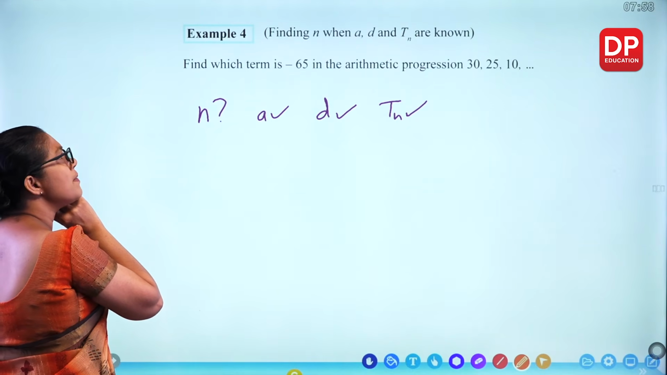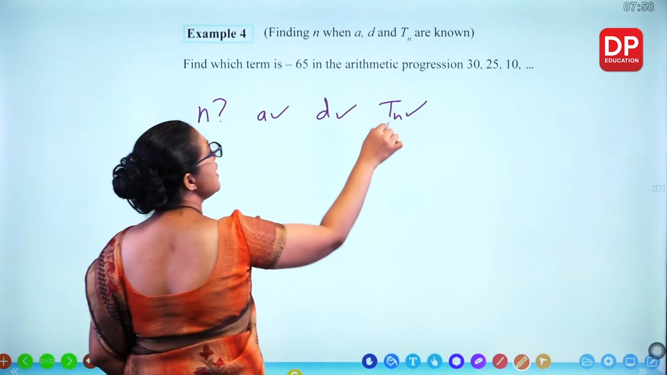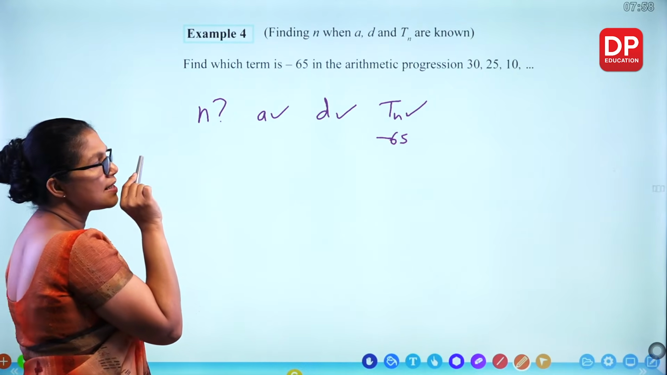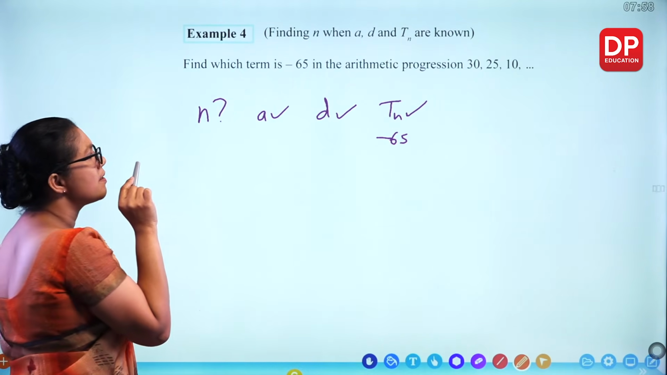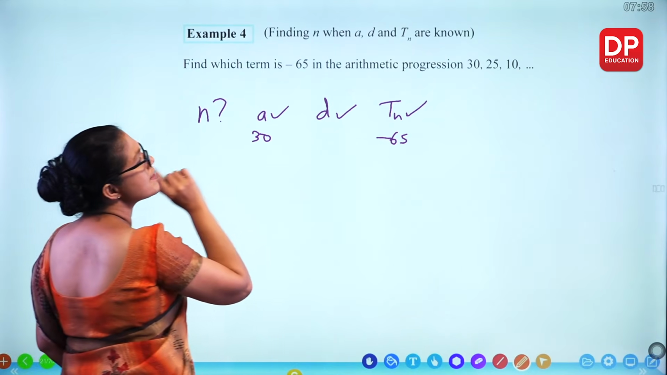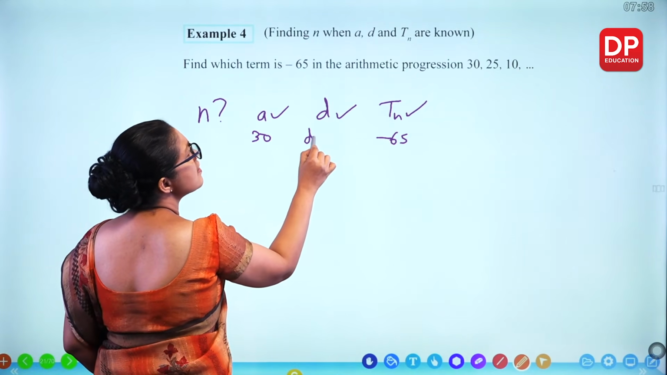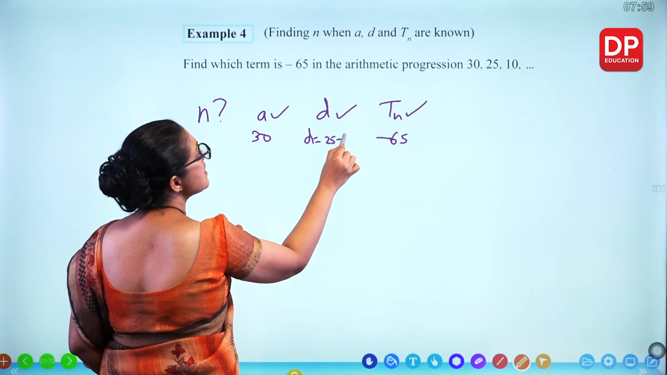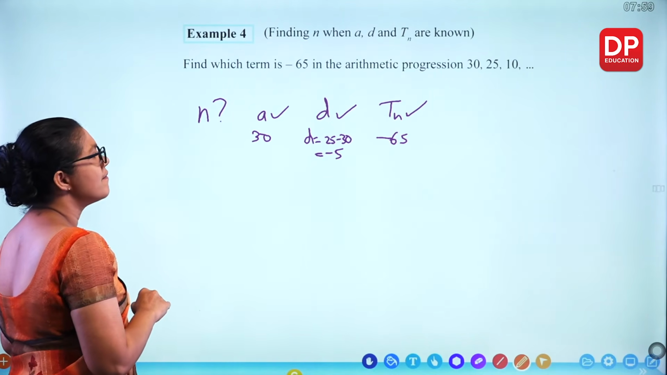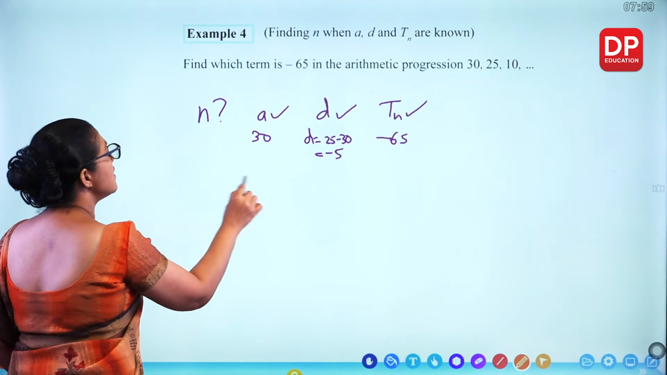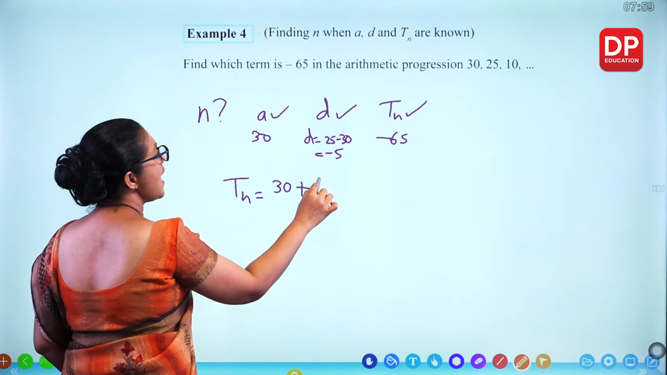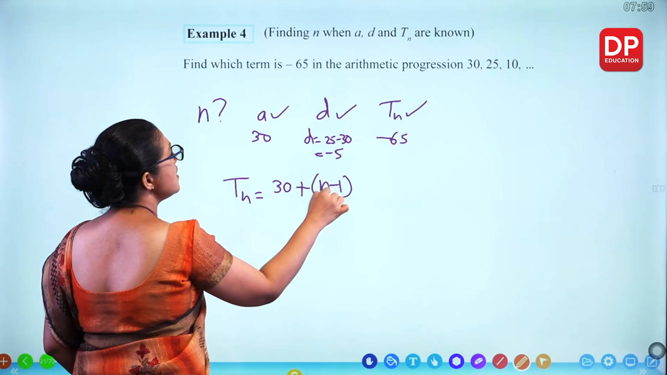Find which term is minus 65. Here the nth term is given as minus 65, and the first term of the progression, A, is 30. How can we find the difference? The difference is 25 minus 30, which gives minus 5. Apply the formula: Tn equals the first term, 30, plus n minus 1 times D.